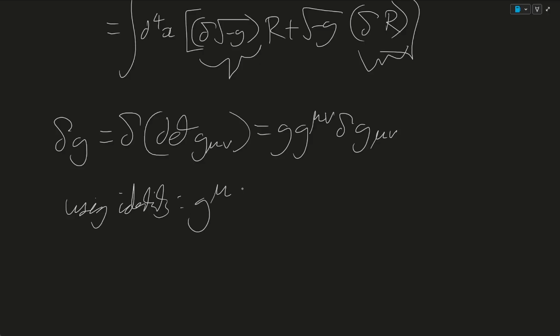g to the mu alpha, g sub alpha nu is equal to delta sub nu.